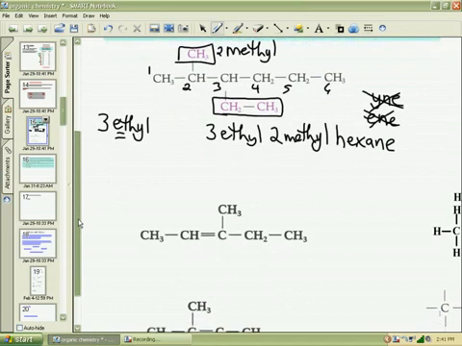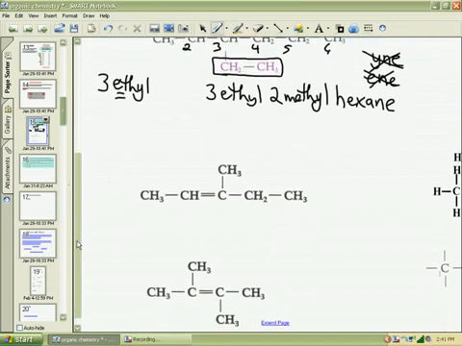Now we start counting. 1, 2, 3, 4, 5. It's a 5-carbon chain where the double bond is in between 2 and 3, or at the second carbon. This is why we would not number it from this end, 1, 2, 3, 4, 5, because the double bond would be at the third, and you want to use it in the smallest way possible. So 1, 2, 3, 4, and 5, and you ensure that the double bond is indeed in your chain.